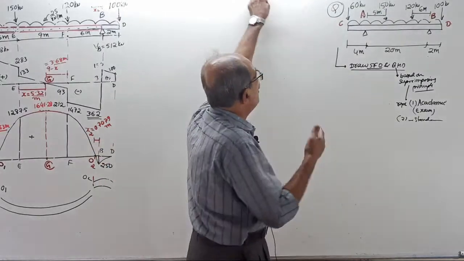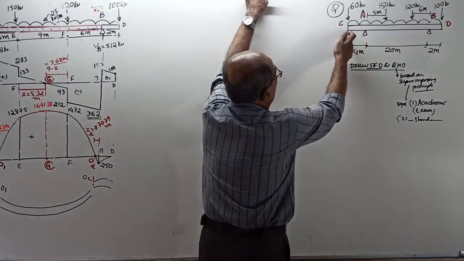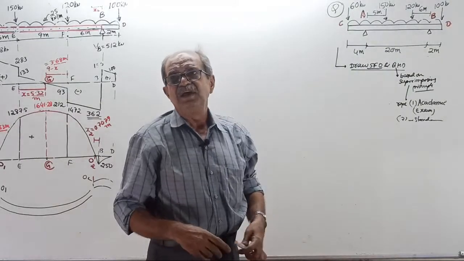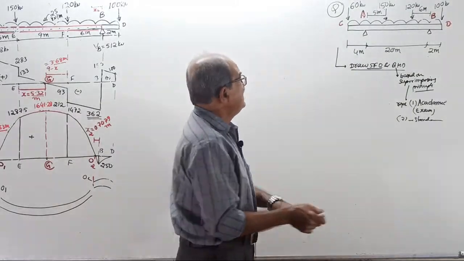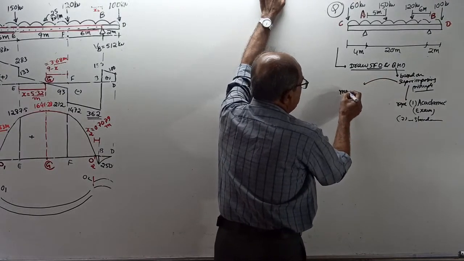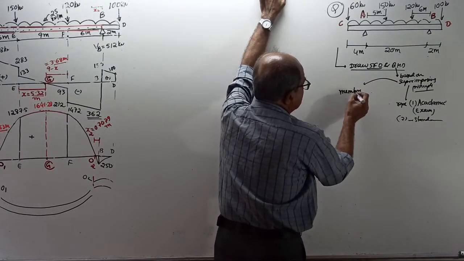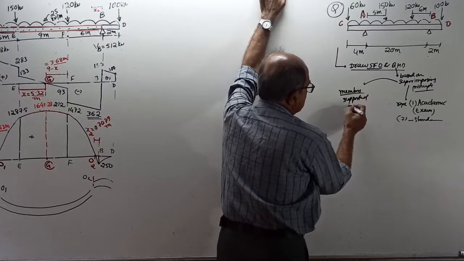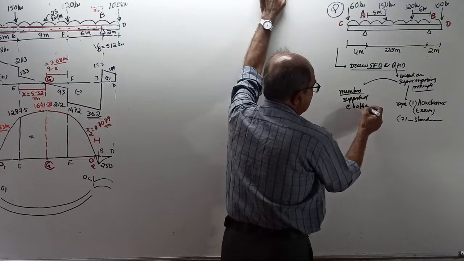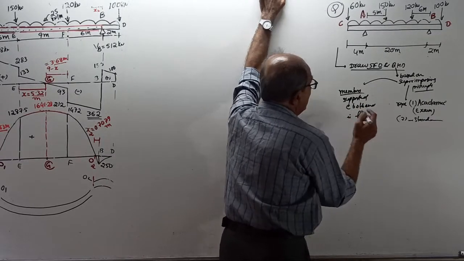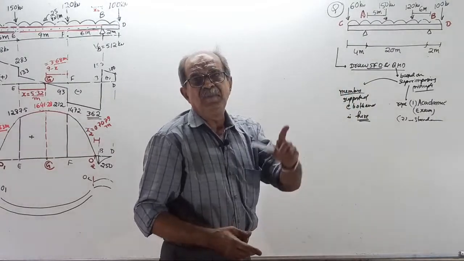Why? Overhang is simple. BM is zero here. What is the BM here? Join. There is no superimposing. The superimposing principle is only for members or parts which are supported at both ends. Supported at both ends. That is here.